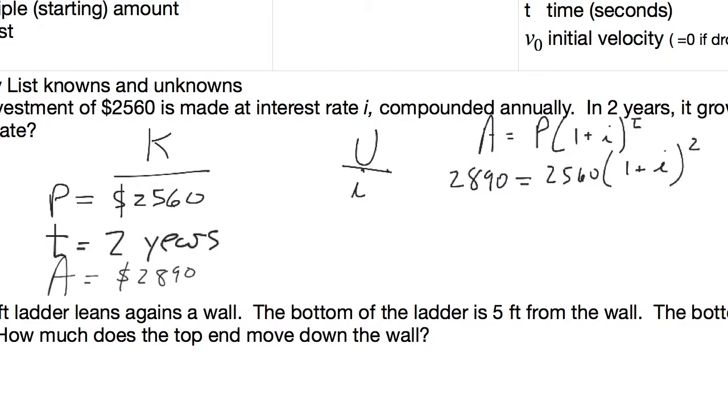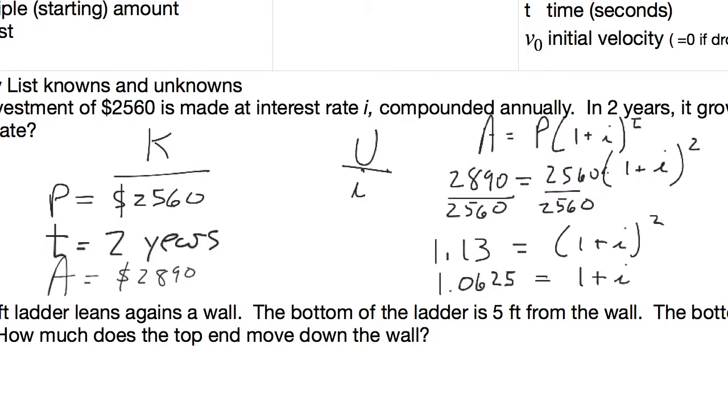squared. Oh, this looks like a quadratic equation. Let's undo the multiplication first by dividing both sides by 25.60. Like this. Then we get, using a calculator, approximately 1.13 is equal to 1 plus I squared. Taking the square root of both sides, again using a calculator, we get 1.0625 equals 1 plus I.